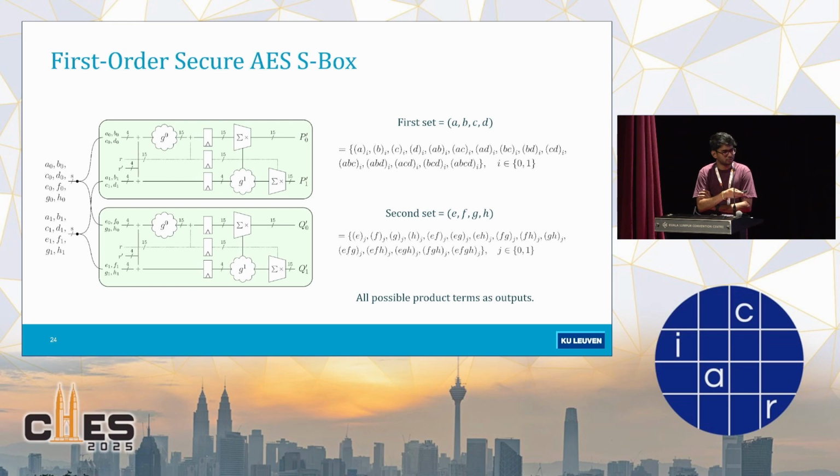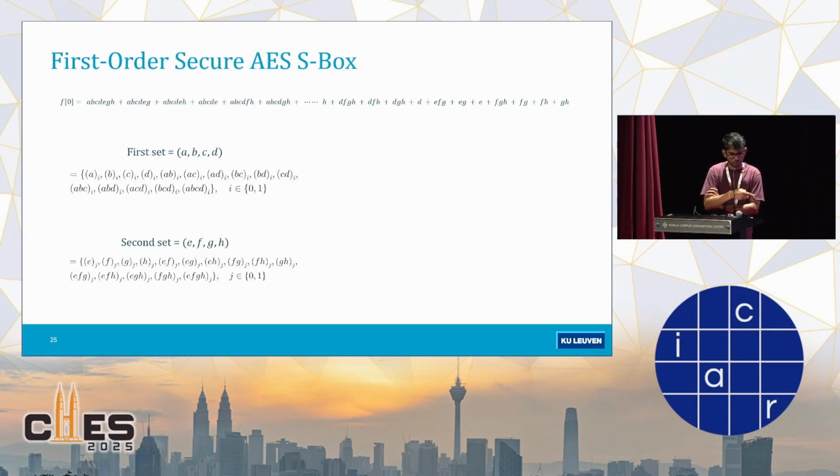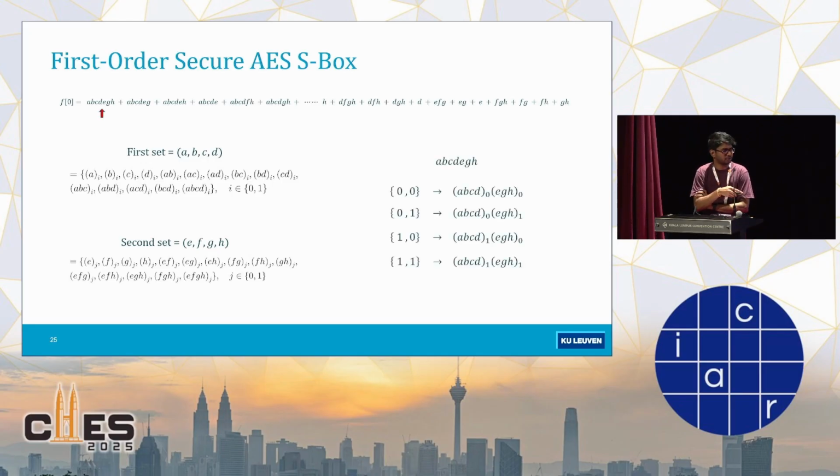So the output of this is all product terms. So for A, B, C, D, you can get 2 power 4 minus 1, 15 product terms. And then same for E, F, G, H, all product terms. And then the next step, which is the cross-mul part, is to go through every term in the ANF and see which set it belongs to.